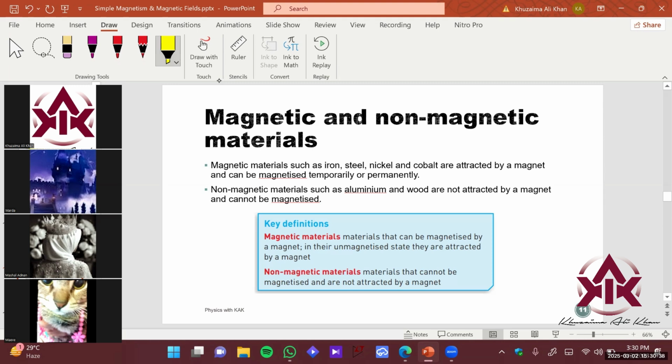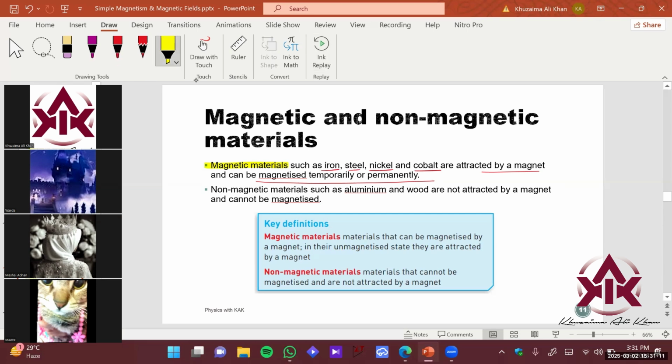So the first one is magnetic materials, okay? And the examples for them are iron, steel, nickel, cobalt. They can be attracted by a magnet and can be magnetized temporarily or permanently, right? So any material which can be attracted by a magnet, okay? And if you try to induce magnetism onto that, if they can magnetize temporarily as temporary magnets or permanently, right? So if any material falls into this category, that is called a magnetic material, right?